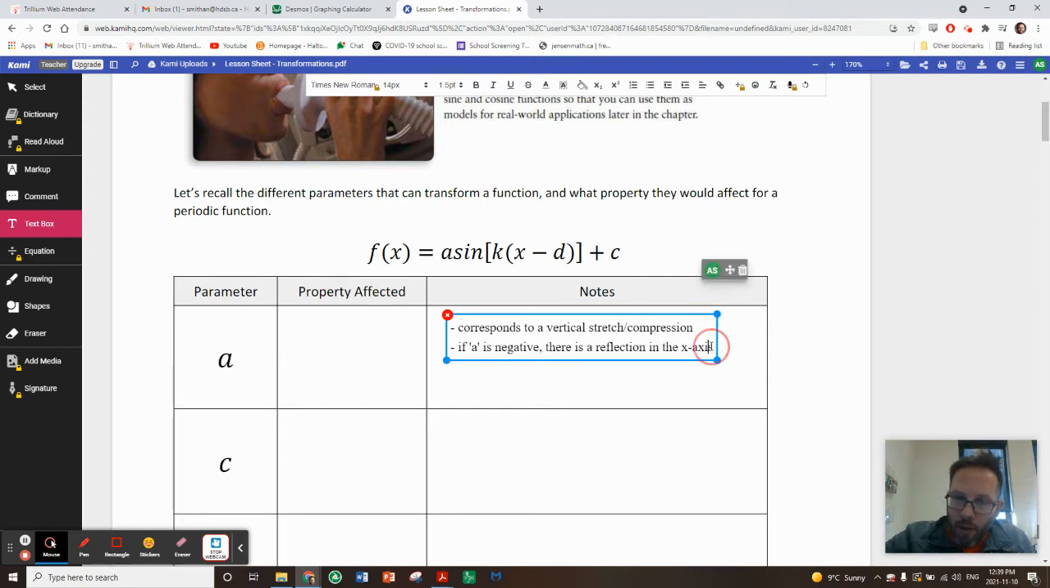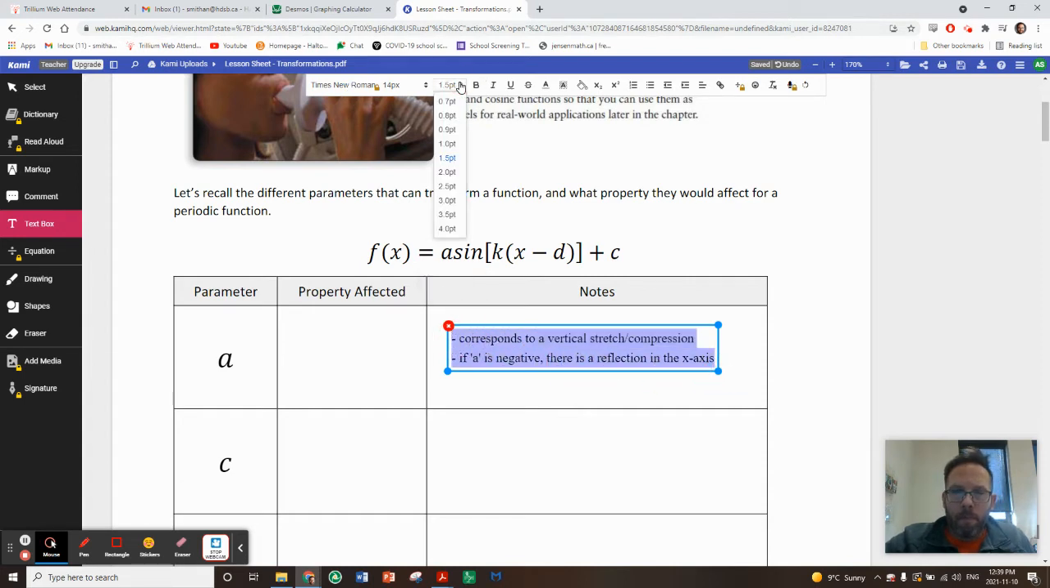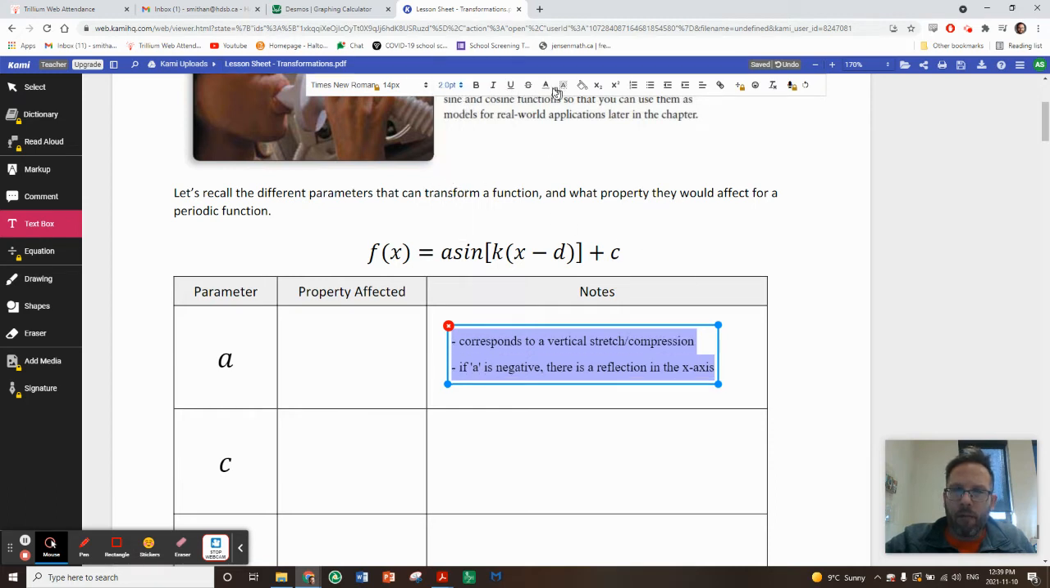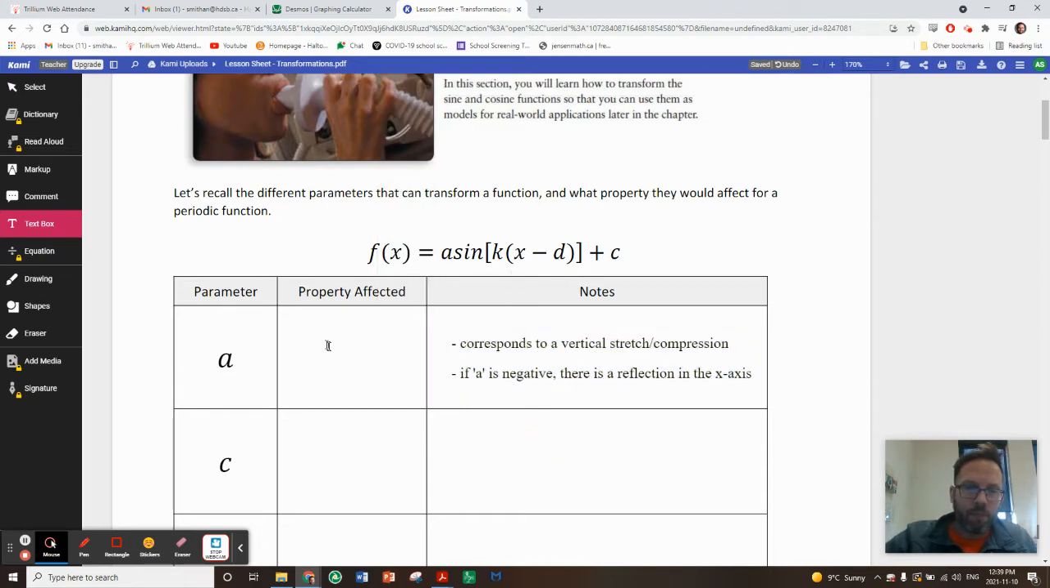And I think, you know what? I think I can work with a font size that's just a little bigger. Oh, that's the spacing. Where's the font size? There's the font size. Let's go 16. Okay, that should fit pretty well, I think.